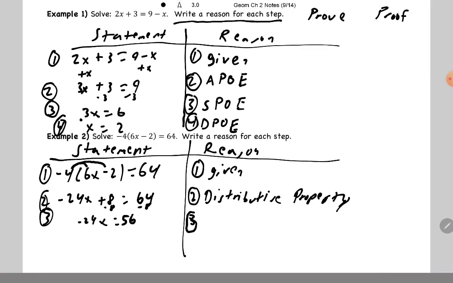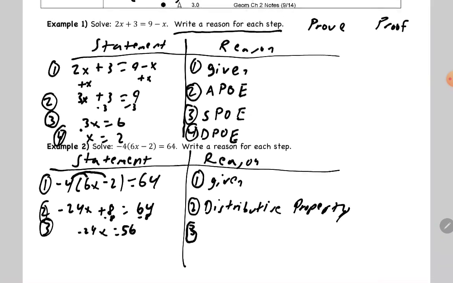Anyways, so our next step would be... Oh, wait. So we subtracted 8 from both sides. So this is the subtraction property of equality. And then our last step would be to divide. So we would get x equals negative... Well, this would be a decimal. Let's see what that is.